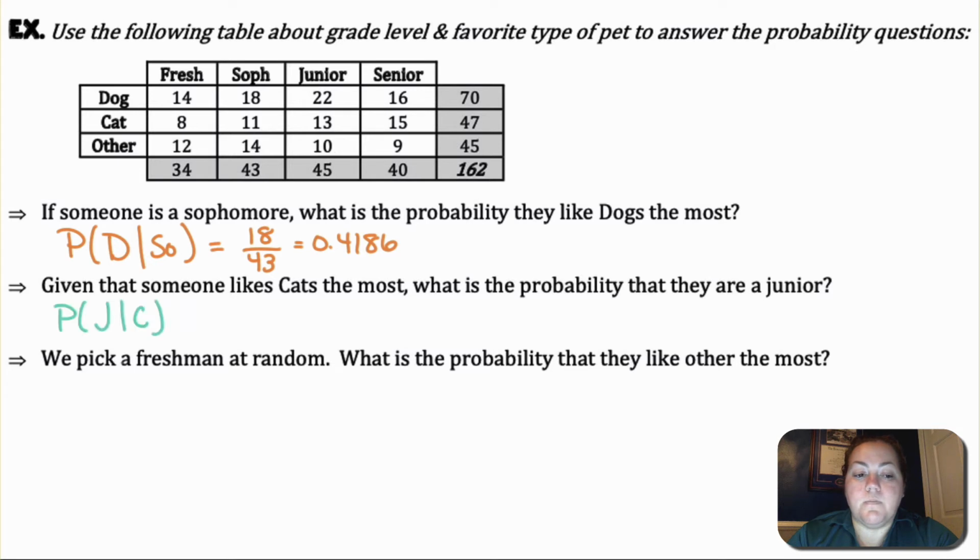Given that someone likes cats, that means out of the group that like cats, what is the probability they are a junior? So, probability of junior given cats would be 13 juniors like cats out of 47 total people that liked cats, so 0.2766.